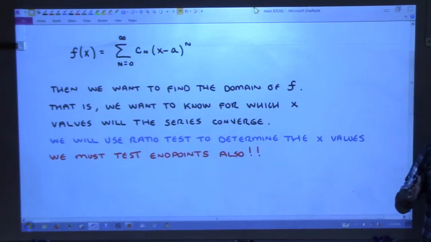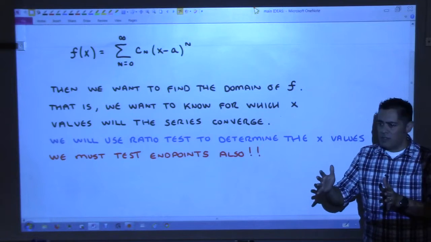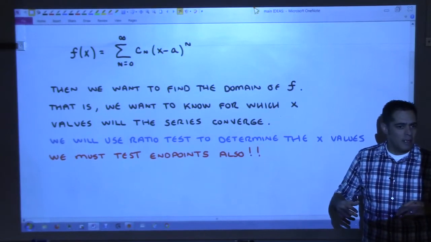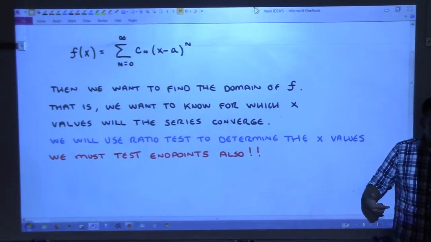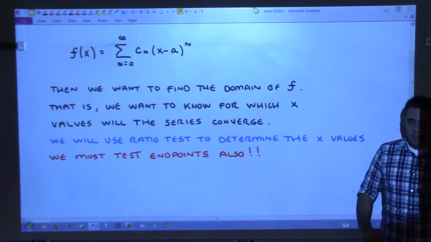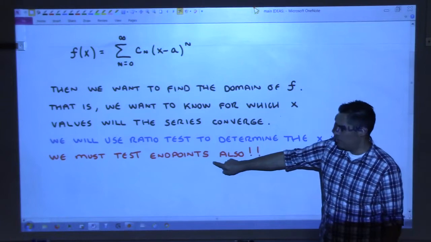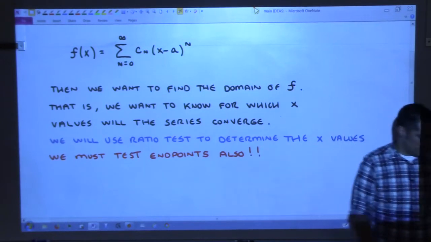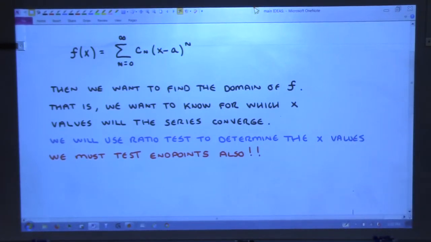And with the ratio test, what we want is for it to give us something less than 1, because that will give us convergence, right? But the ratio test fails when it's equal to 1, so that will force us to test the endpoints. So I'm going to start with an example, and hopefully you'll kind of pick up.